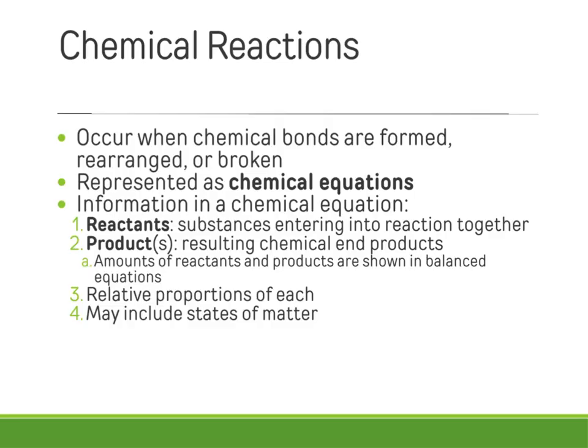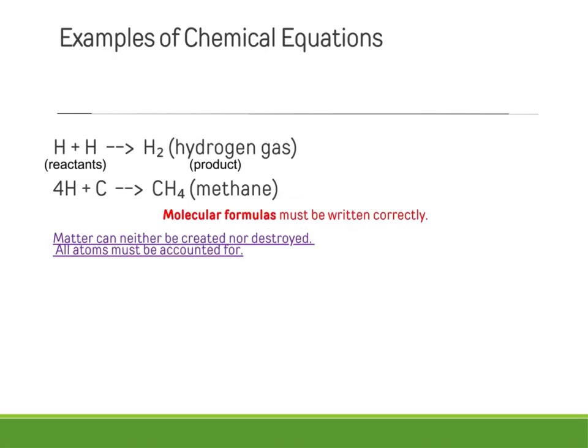The next thing we're going to be looking at is chemical reactions. These occur when bonds are formed, rearranged, or broken, and are usually represented in chemical equations. You might see reactants, products, relative amounts of each, or states of matter in a chemical equation. Here are two examples of chemical equations.